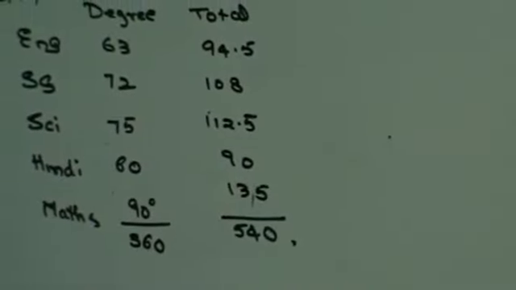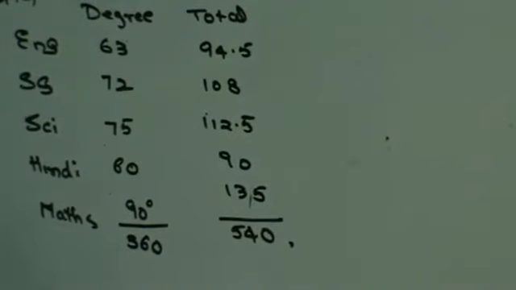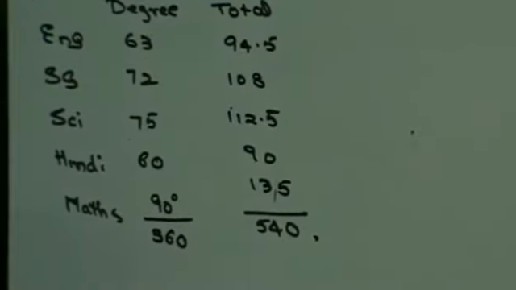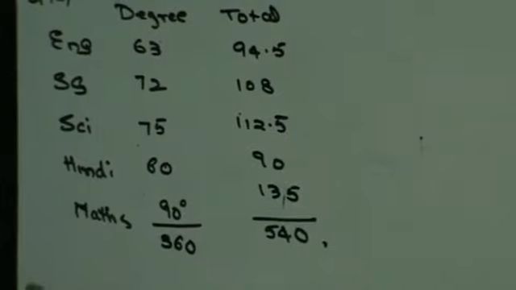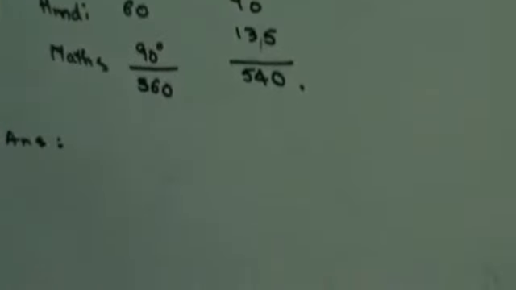Okay, let's start. Question number 18 says the subject in which the student has scored 108 marks. Answer: 108 marks we've already found. He has scored 108 in social science.